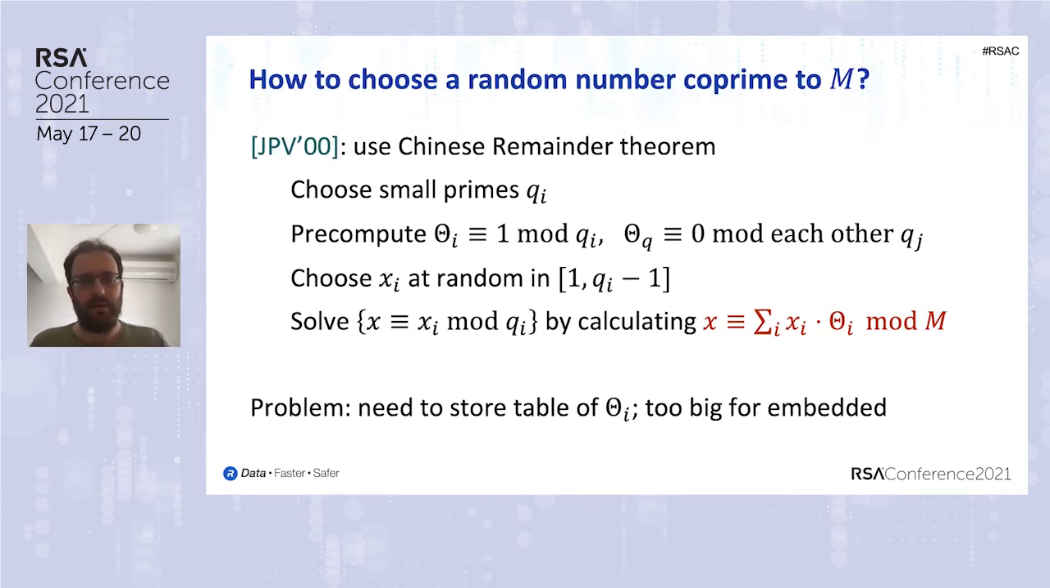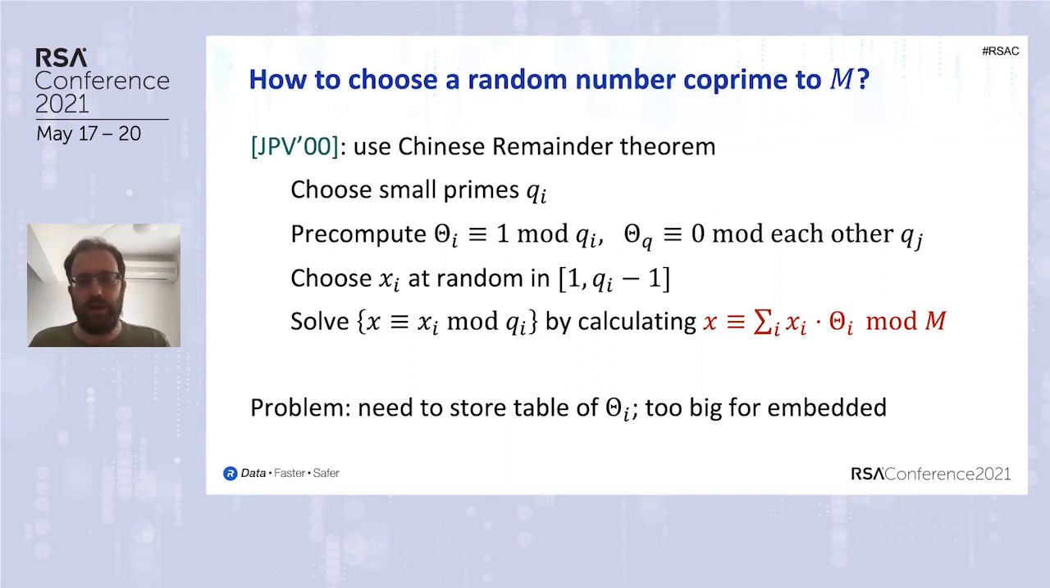So a method suggested by Joye, Paillier, and Vaudenay is to use the Chinese remainder theorem. So a random number that's coprime to M, or that's not divisible by the first K primes, is the same thing, says the Chinese remainder theorem, as a number that's random and not zero mod all of those primes. So you just choose what X is going to be mod each of these small prime numbers Qi, and then you solve the equation that X is congruent to Xi mod Qi using the Chinese remainder theorem.